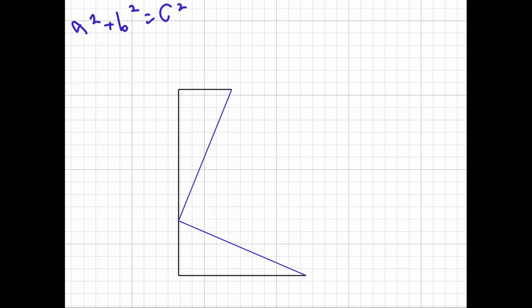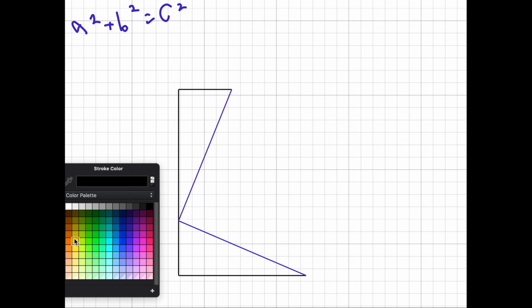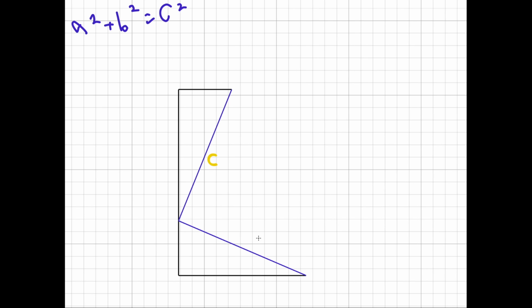So here's C, here's B, here's A. Okay, so here we have 2 right triangles that are exactly the same. They're congruent. And here are our right angles. That's what makes it a right triangle, of course.